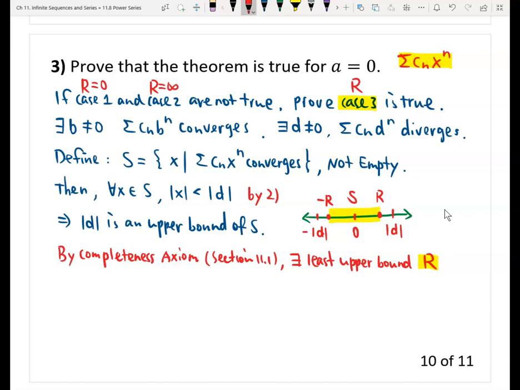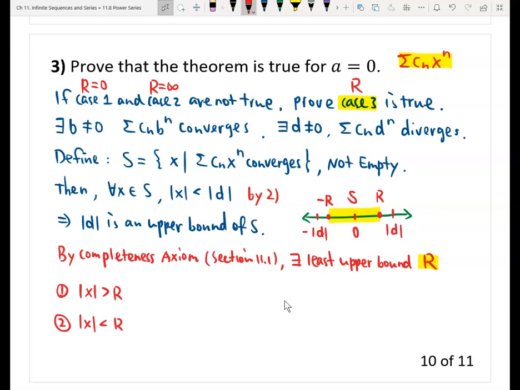So now all we need to do is verify this R is what we need in case 3, which means all the x inside the R neighborhood converge, and outside of the R neighborhood diverge, right? So we're going to show these 2 steps now. First is the outside of R, which means when the absolute value of x is greater than R. The second case is the absolute value of x less than R.